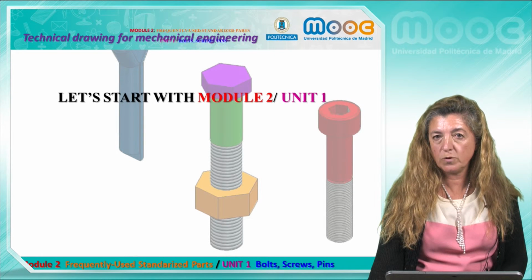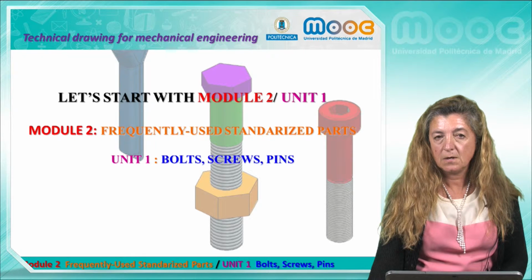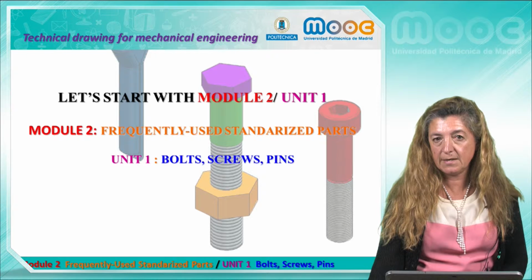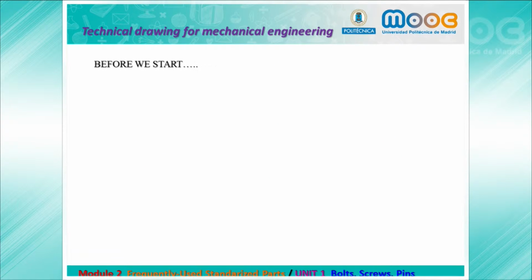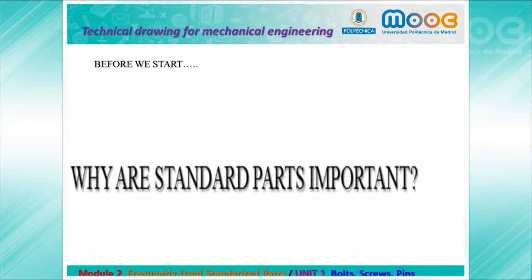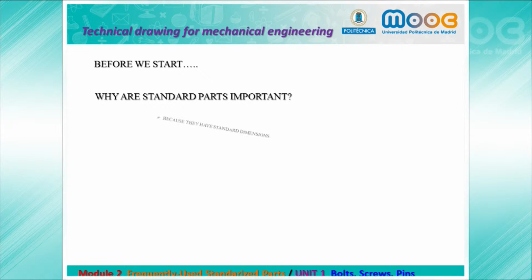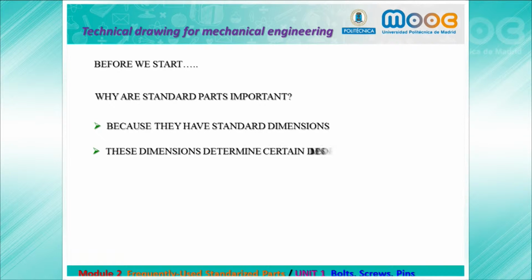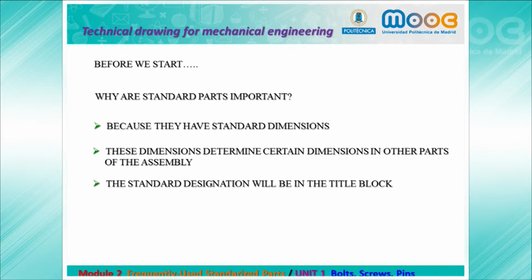So let's start with Module 2, Unit 1. In this Unit 1, we are going to talk about bolts, screws, and pins. Before we start, why are standard parts important? Because they have standard dimensions. These dimensions determine certain dimensions in other parts of the assembly, and the standard designation will be in the title block. Sometimes we will use ISO standards, and sometimes we will use European DIN standards. It depends.